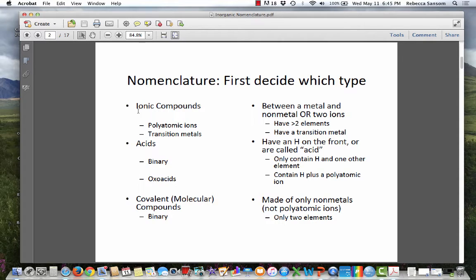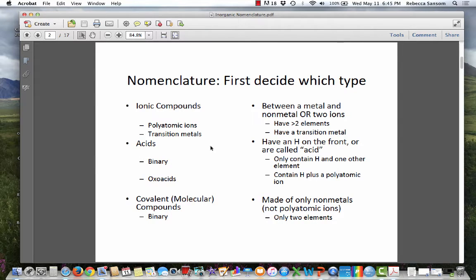You can identify them because ionic compounds are made with a metal and a nonmetal, or they have two ions in them. Like you would identify ammonium nitrate. Even though it has all nonmetals in it, they're ions, they're polyatomic ions, so you would identify it that way. They may have more than two elements, meaning they have a polyatomic ion in them. Or they may have a transition metal, and you know because you know where the transition metals are.